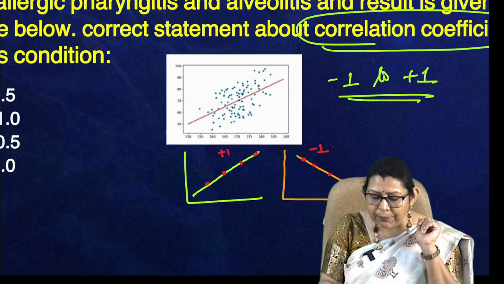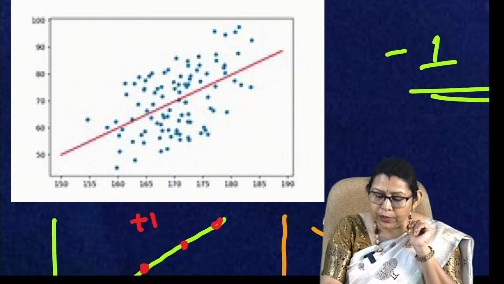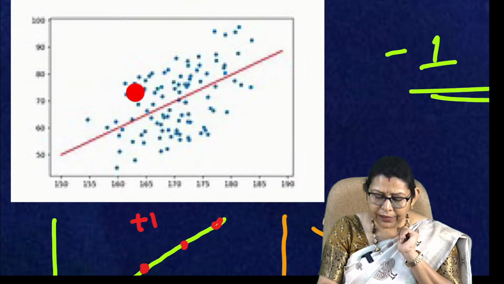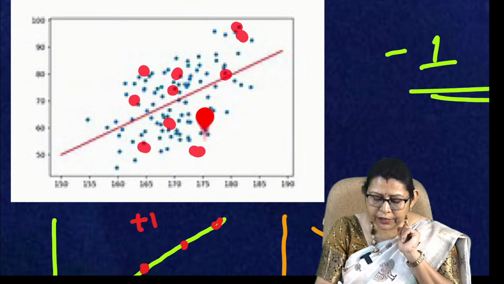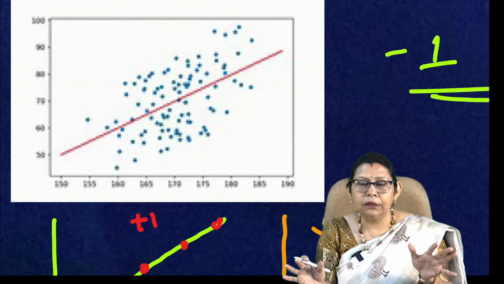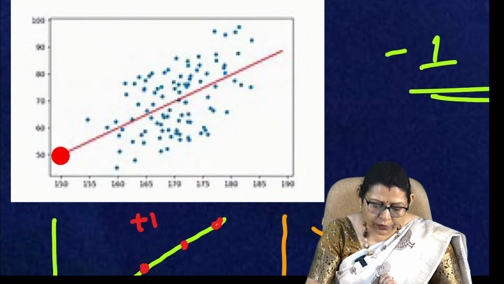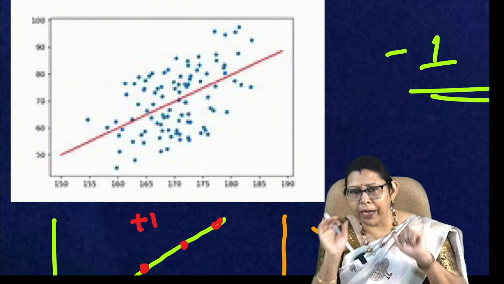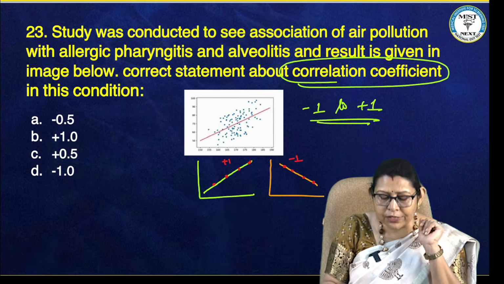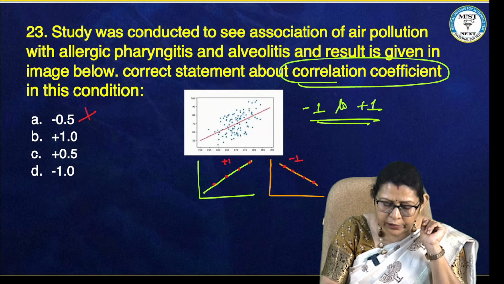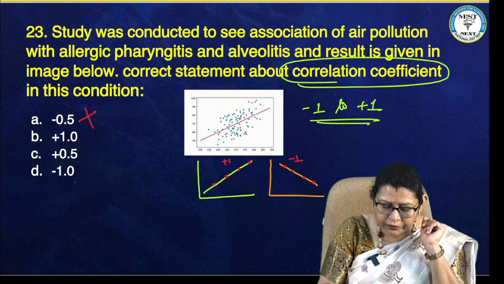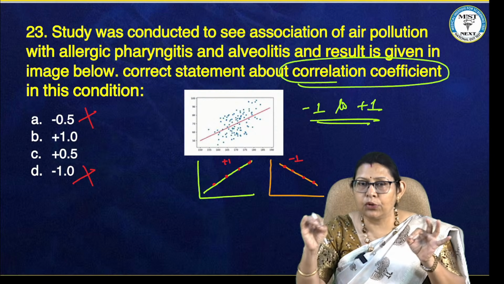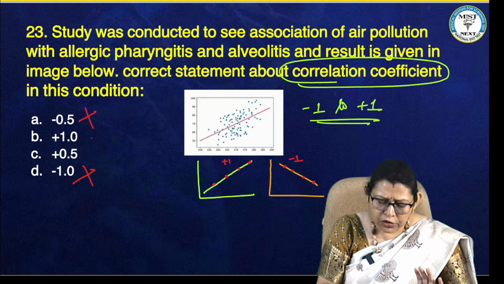ठीक है. अब यहाँ पे क्या है, look at this, the values are not on this imaginary line, they are scattered, so it is obviously not a +1 or -1. And now this imaginary line is increasing, going towards a positive side, so it cannot be a -1. Okay, so this is one concept. So minus is out, it cannot be -0.5, it cannot be -1. And it cannot be +1 because exactly the dots are not on an imaginary line. So 1 is also out.